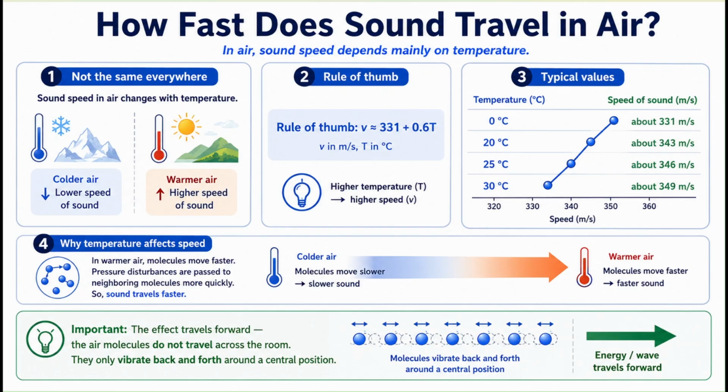We always hear about the speed of sound. Everyone has heard about it. Well, what is the speed of sound? How fast is it in the air? Well, it depends on the temperature of the air. In cold air, we have a low speed of sound. In warm air, we have a high speed of sound. The rule of thumb is that the speed of sound is 331 meters per second at 0 degrees Celsius. For every additional degree, we add 0.6 meters per second.